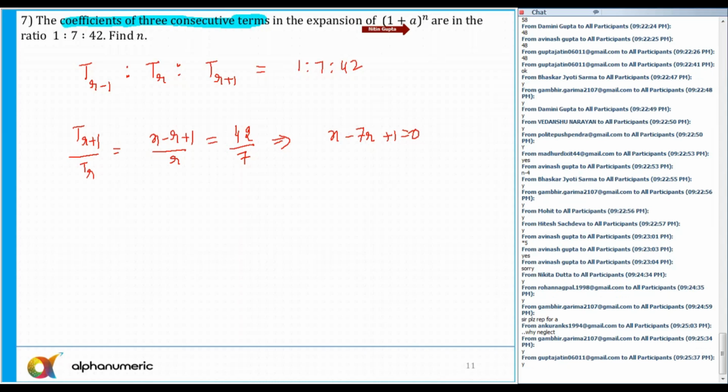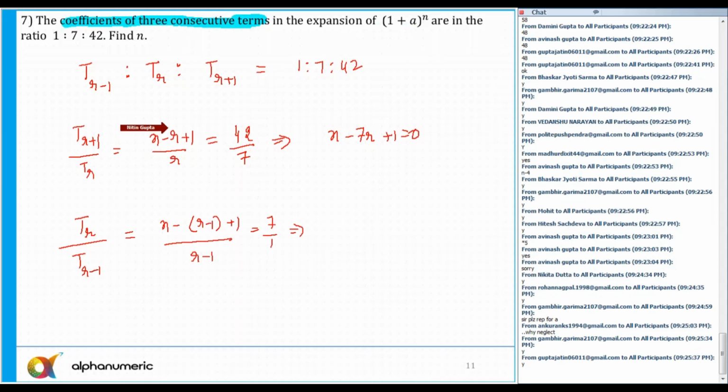Now, similarly, here I need to find out the ratio of what? TR upon TR minus 1. So can I say in the above relationship, instead of r, I need to put r minus 1? Yes or no? This formula is (r plus 1) upon r, but here in the denominator it is r minus 1. So here replace r by r minus 1. So n minus, replacing r by r minus 1, plus 1, upon r minus 1, and that is equal to 7 by 1.